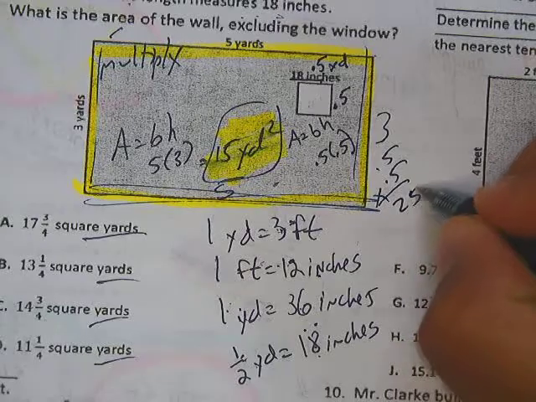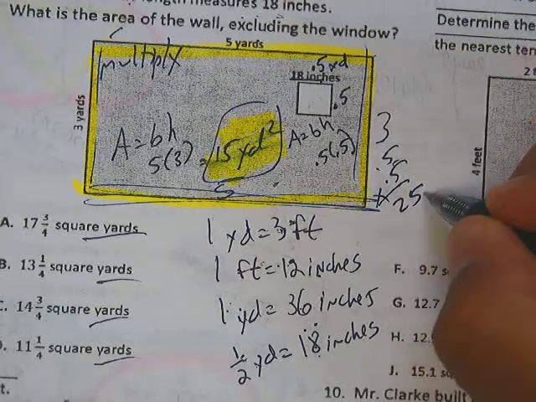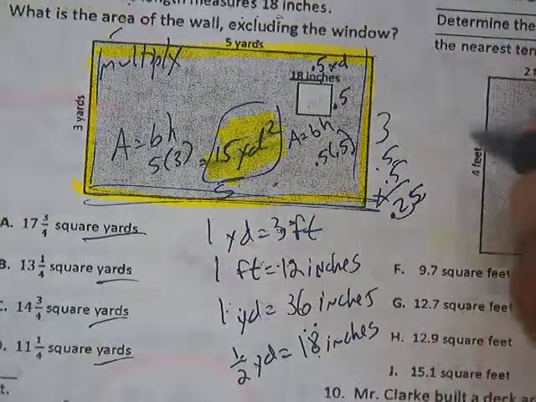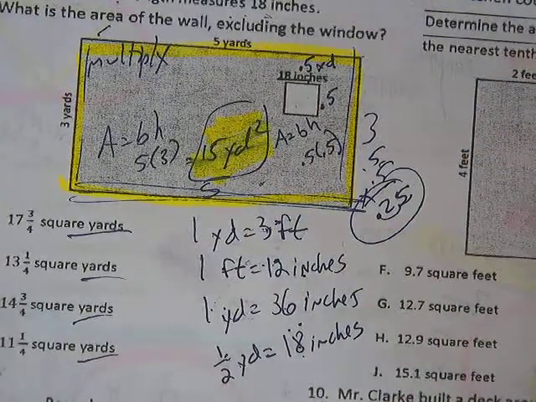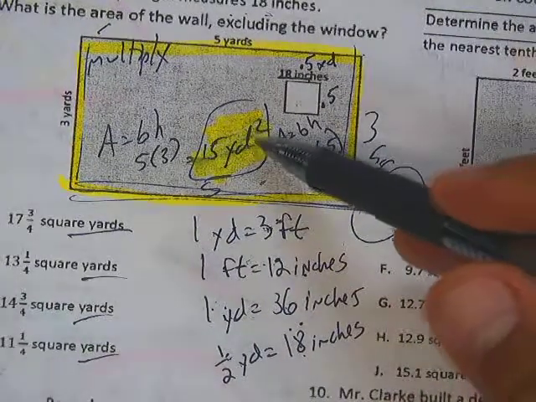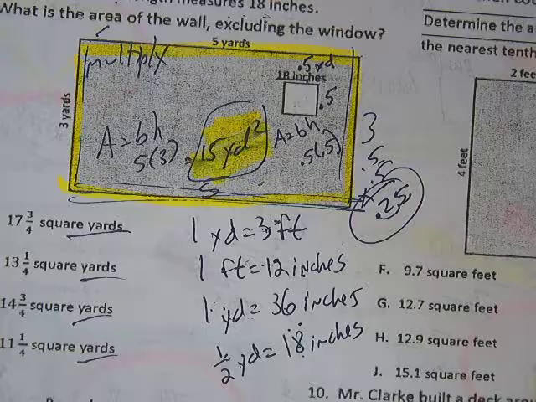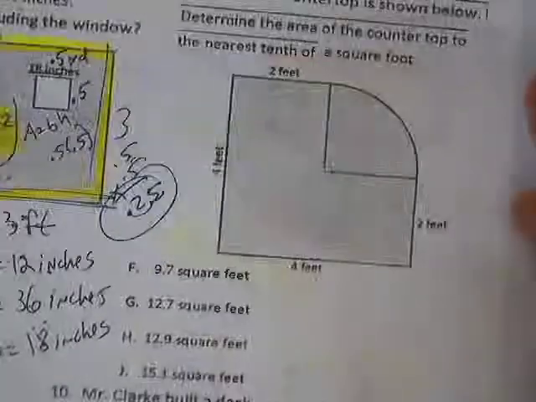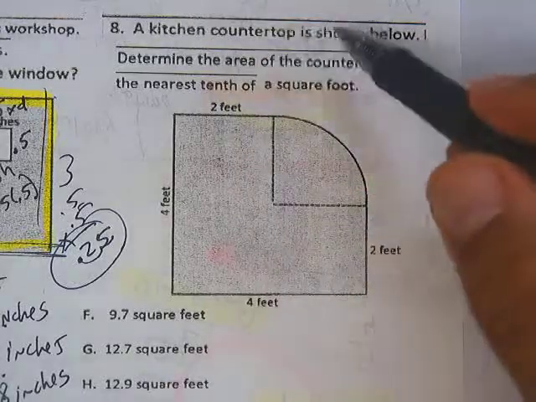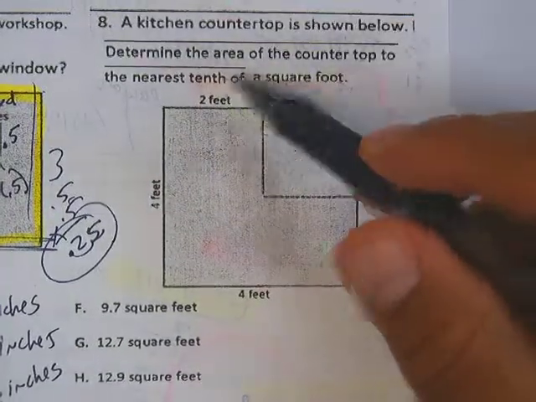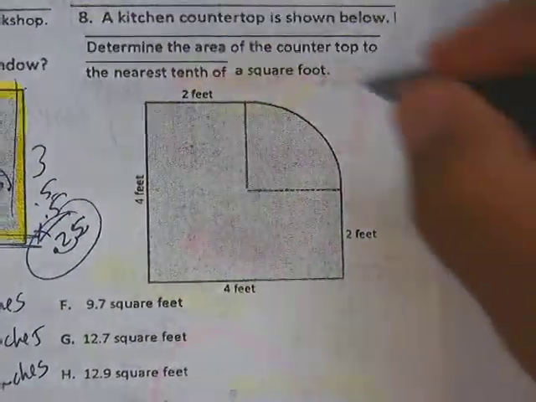And so now we just multiply base times height. So 0.5 times 0.5, which is 5 times 5, which is 25. 2 numbers to the right of the decimal, 1, 2, so it's 0.25. So this is what I'm going to subtract from the 15 square yards to get the final answer.